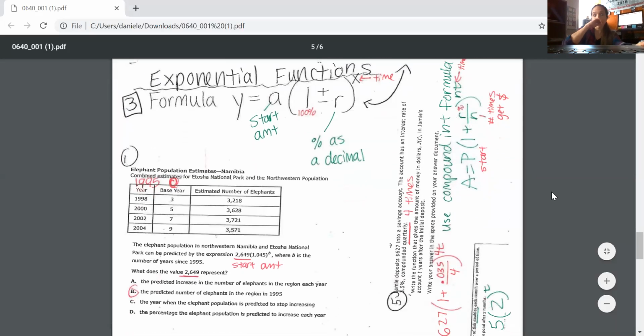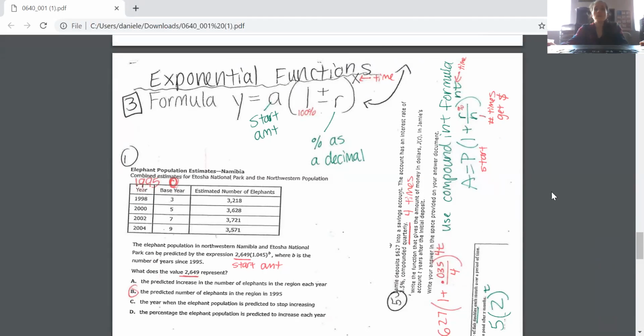This is about exponentials. So you are looking for the paper that looks like this on exponential functions. So that's what we are working with today. I'm going to go over this with you.